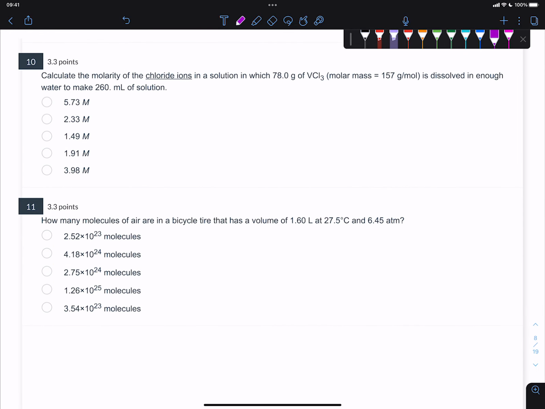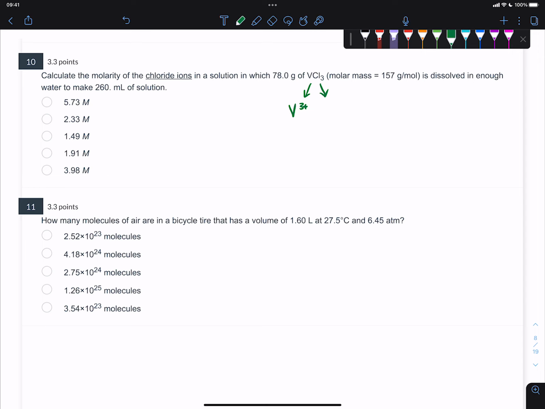And question 10. Calculate the molarity of the chloride ions in a solution in which 78 grams of vanadium 3 chloride is dissolved in enough water to make 260 milliliters of solution. So this one's only tricky because notice how it says the molarity of the chloride ions. If this is completely soluble, you will get 1 vanadium 3 plus ion for every 3 chloride ions in solution.